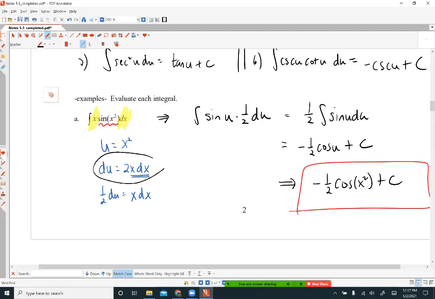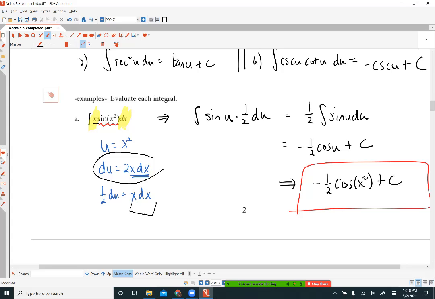Now what do we have? We have x and dx, and look what we have here: x dx. So let's solve for x dx. We want to make sure the whole thing is written in terms of u. In this case, it's kind of nice. We have x dx is equal to 1/2 du.